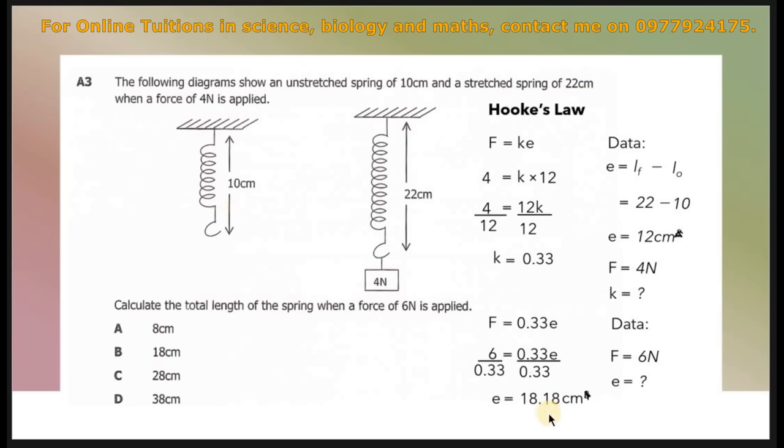Next you need to know the total length of this spring. Remember, we said extension is equal to final length minus original length. So the final length is now going to be extension plus original length. That is the extension, 18 centimeters, plus the original length, which was 10. When you add, you get 28. Again, this error was transmitted continuously. So now you check which option matches this one. It is C. So your answer is C.